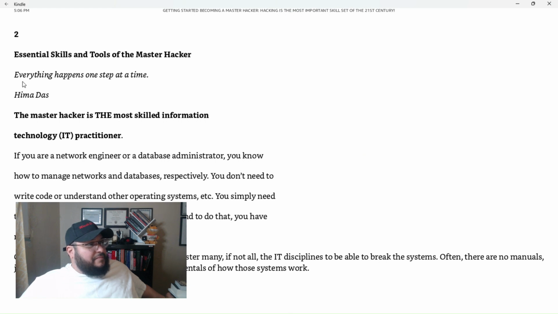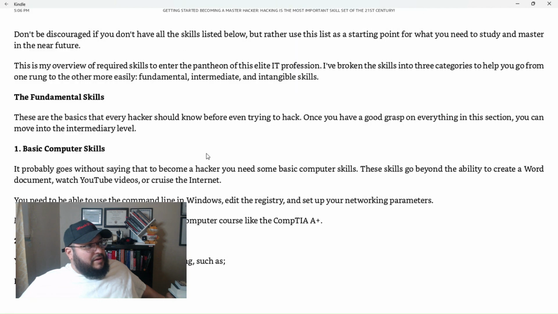So this is basically saying the fundamental skills. These are the basics that every hacker should know before trying to hack. Now, this is important. Once you have a good grasp on everything in this section, you can move on to your intermediary level. Basic computer skills.